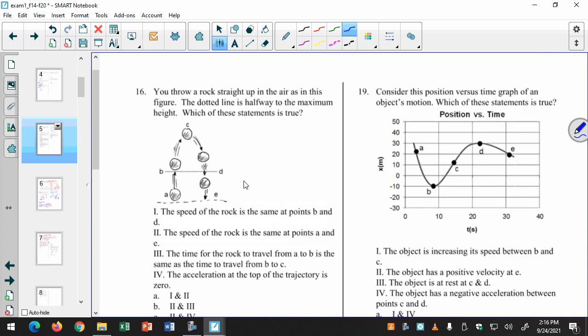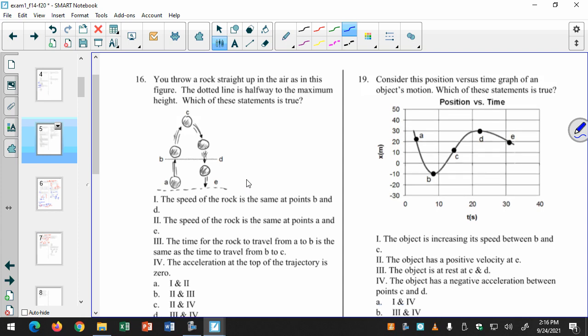Yeah, let's look at this number 19. Consider this position versus time graph for an object's motion. Which of these statements is true? By the way, you're going to have a question like this where I give you a graph and then I have a number of statements and you have to assess each statement and tell me if it's true or not. So here, I start with each one.